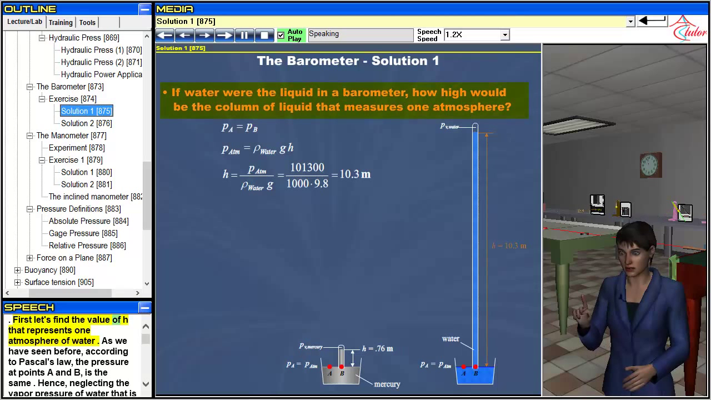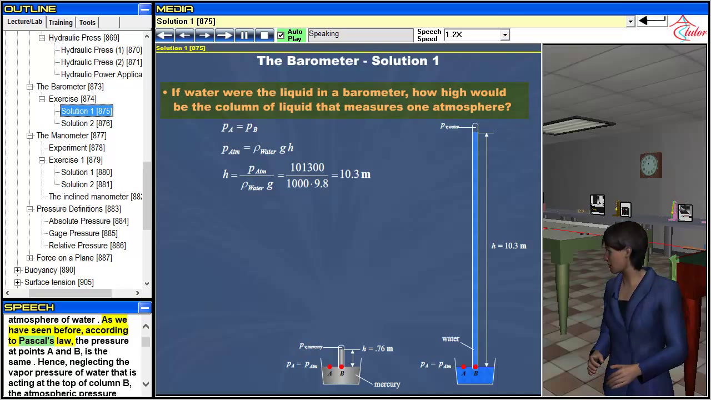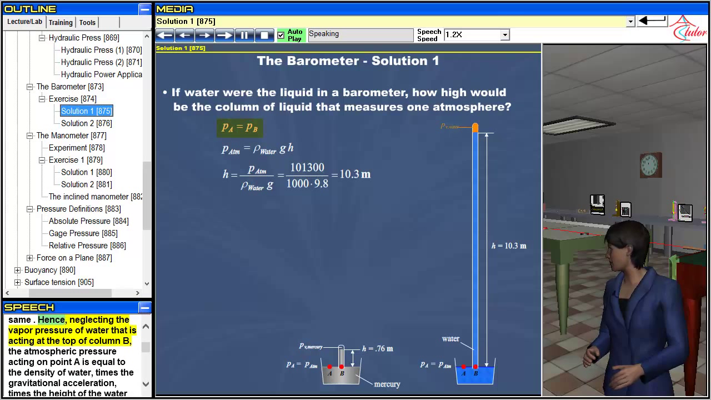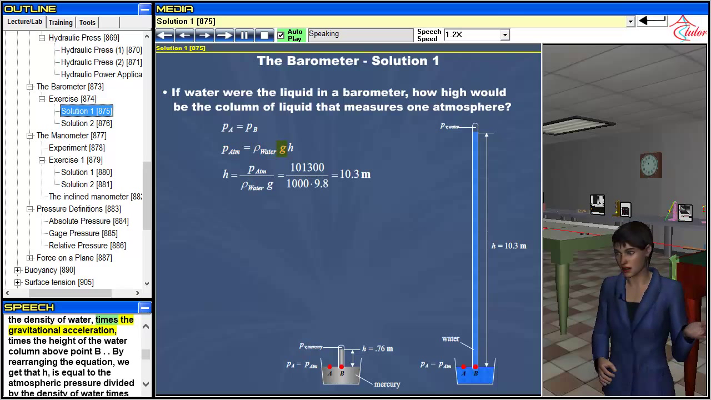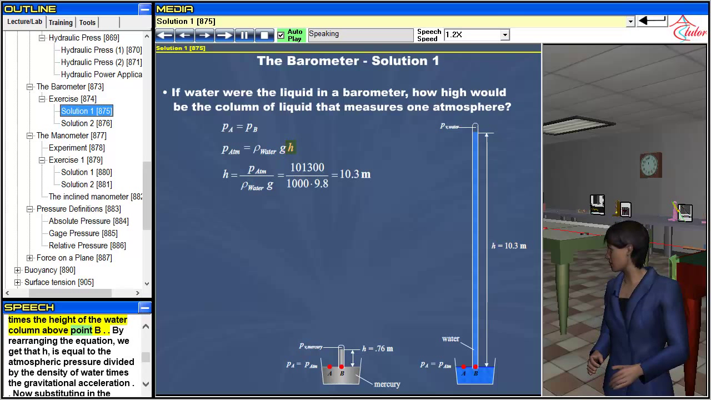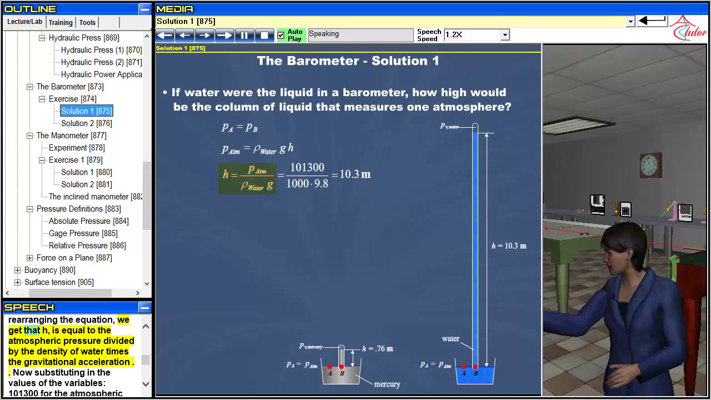First, let's find the value of H that represents 1 atmosphere of water. As we have seen before, according to Pascal's law, the pressure at points A and B is the same. Hence, neglecting the vapor pressure of water that is acting at the top of column B, the atmospheric pressure acting on point A is equal to the density of water times the gravitational acceleration times the height of the water column above point B.